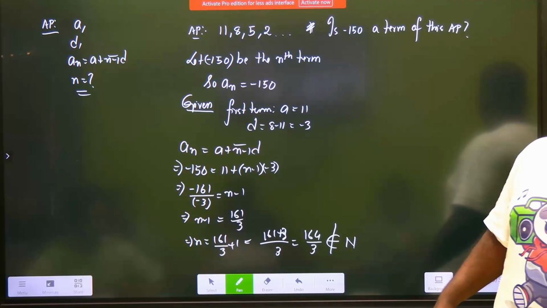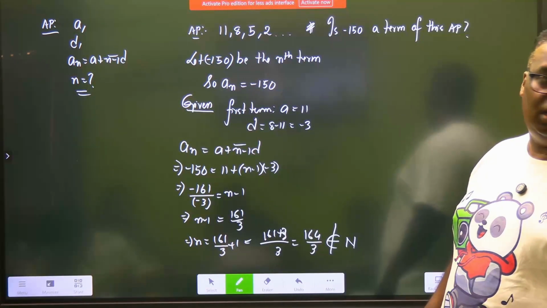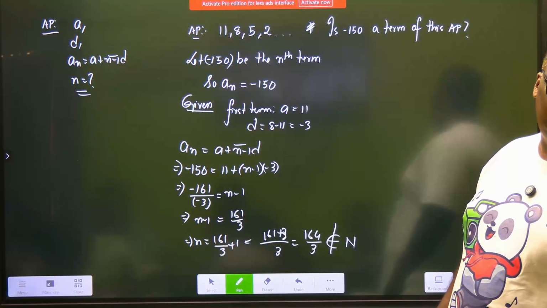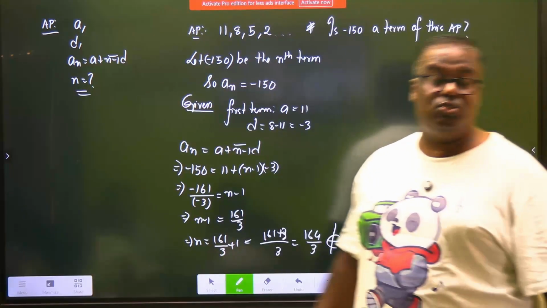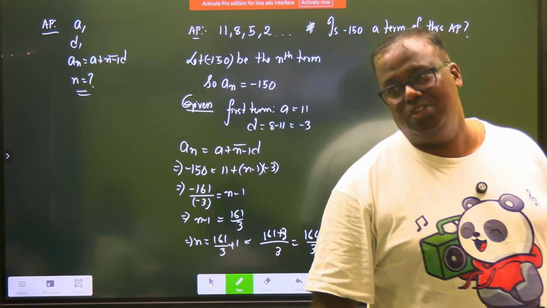Please write the statement. Therefore, negative 150 is not a term of the given AP because you assumed it. And if you are very good students, you should write, so our assumption is wrong. Negative 150 does not belong to this AP.